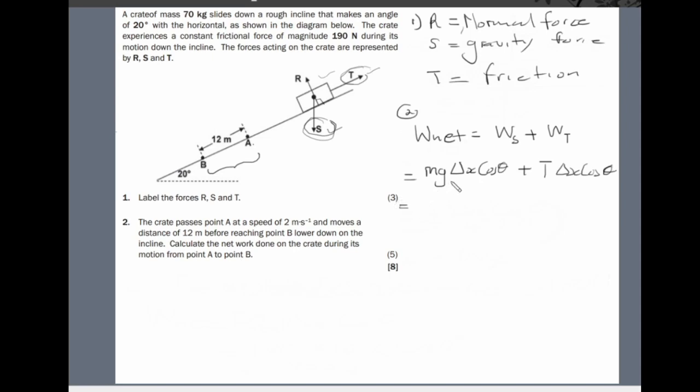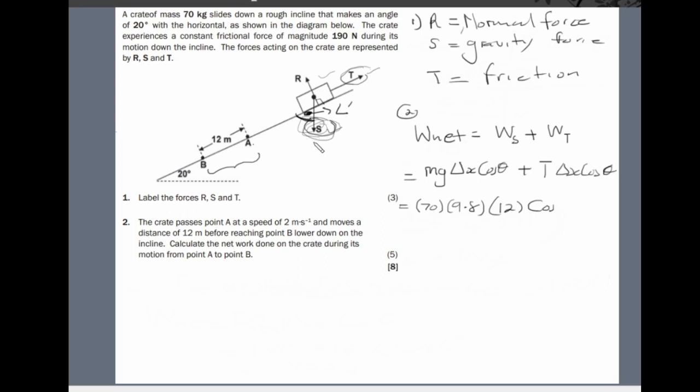So now mg is the force of gravity S. m is the mass of the crate, g is the gravitational acceleration, and the displacement is 12 meters, and then cos theta. Now we need to know what theta is, the angle between the force and the displacement of the object. In this case, the angle between the force of gravity and the displacement of the object is this angle here.